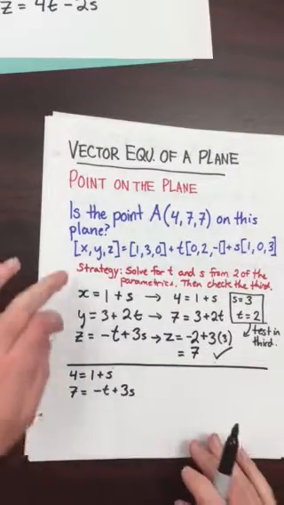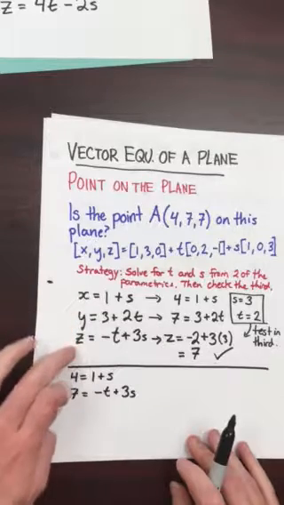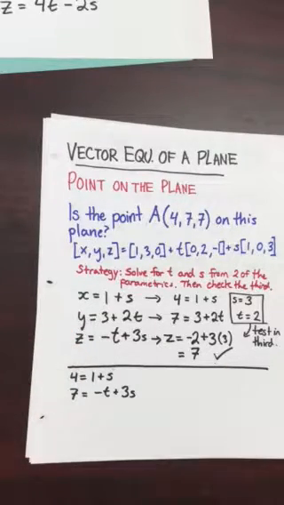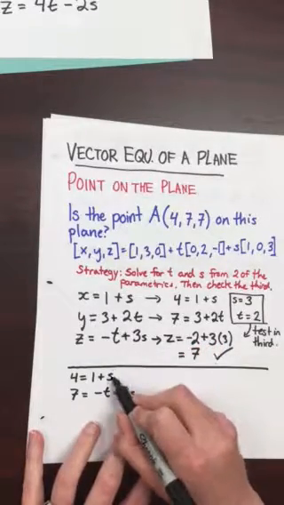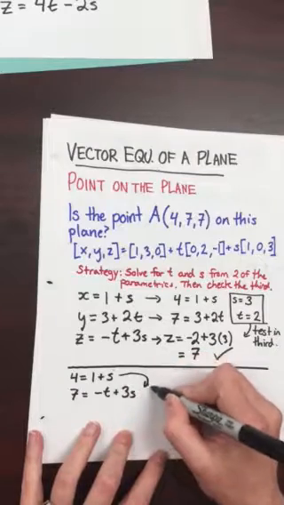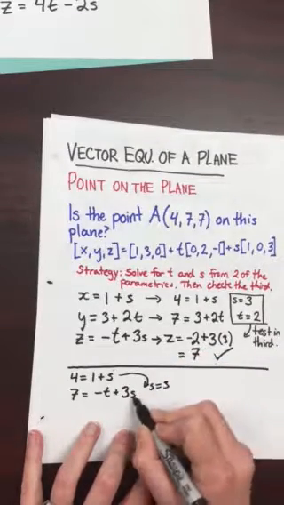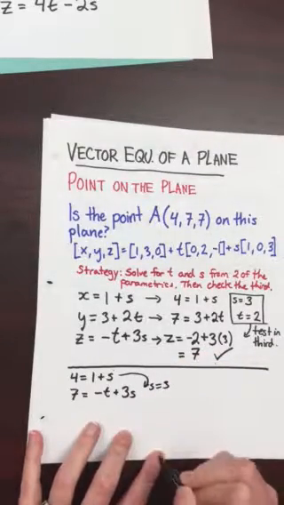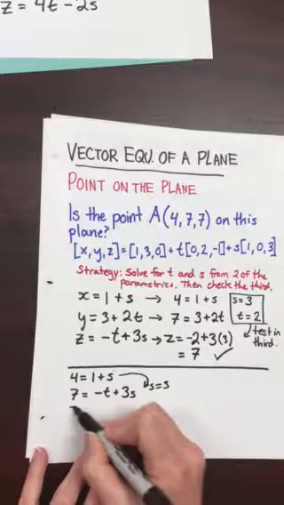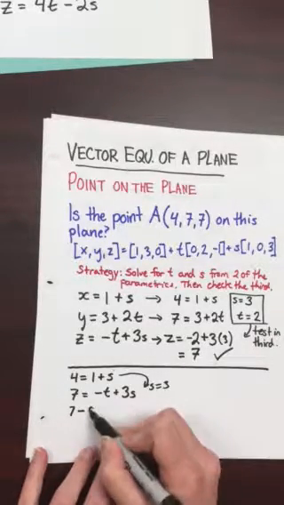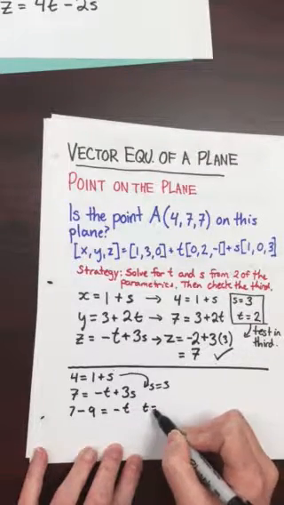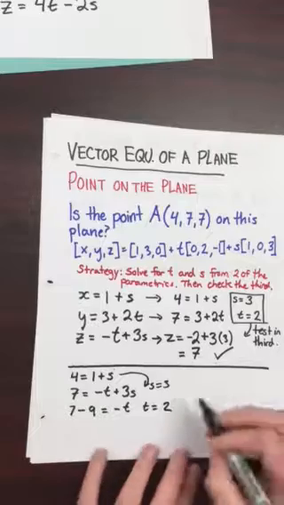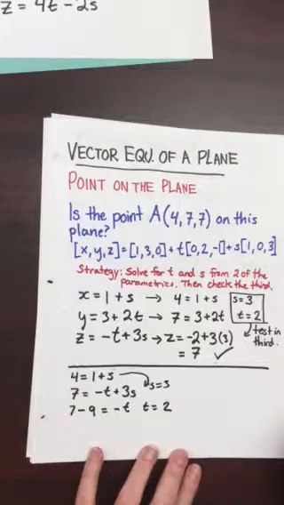Sometimes you'll get it where there'll be an s and t in every single one of your parametric equations. So you have to combine two in order to figure out s and t. This one is still pretty straightforward though. I can take the s equaling 3, plug that into here, and solve for t. So I would get 7 minus 9, 3 times 3, is equal to my negative t, or in other words, t is equal to 2. And get the same thing as before, which is what I'm hoping for.